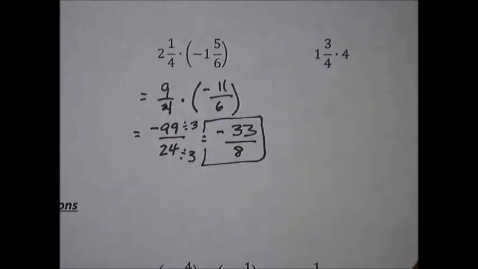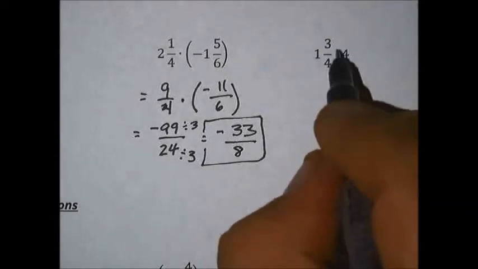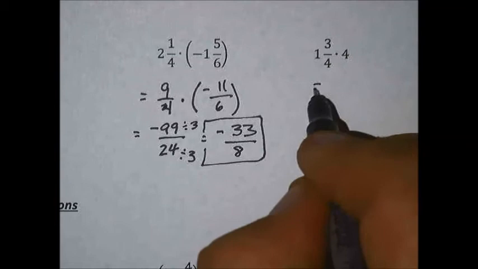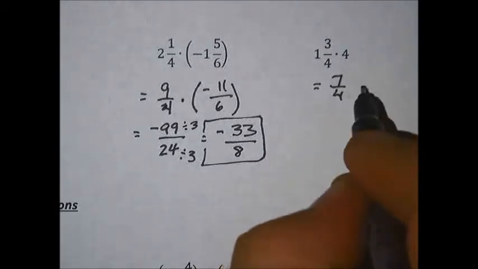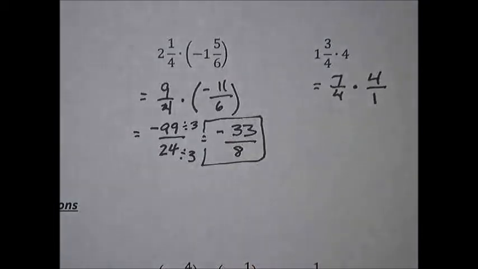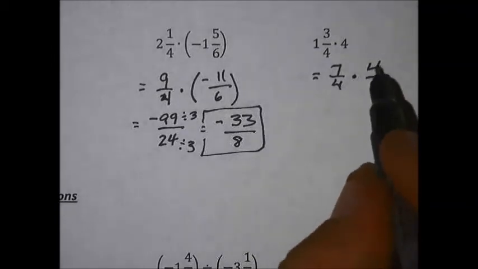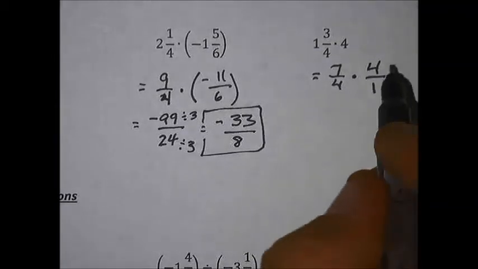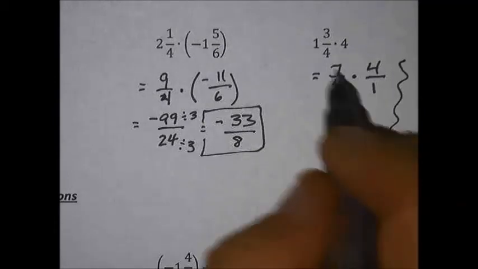Okay, the next one, I have a mixed number here and then a whole number here. So 4 times 1 is 4 plus 3 is 7. 7/4 times, remember when we have a whole number, just put it over 1. Some of you may know a little trick. I already know from this problem that it's going to be able to be reduced. I'm going to do it 2 different ways. I'm going to do it the way that we know.